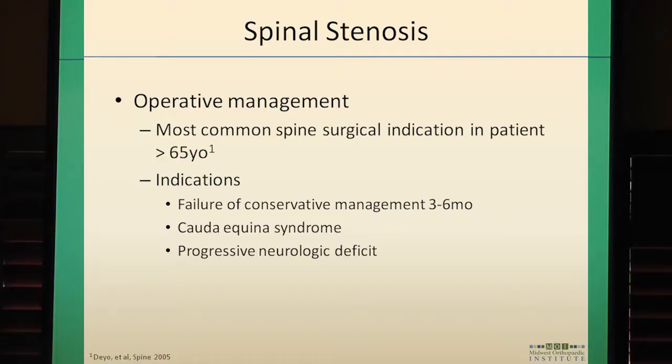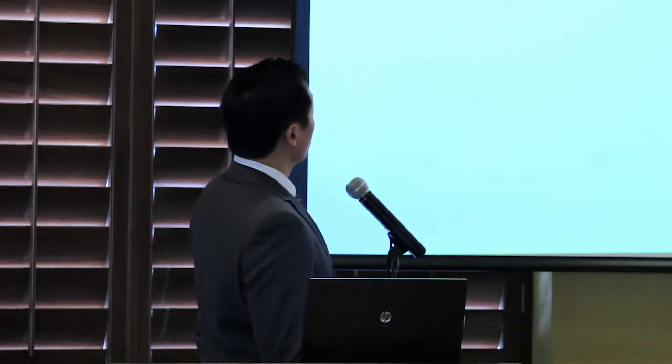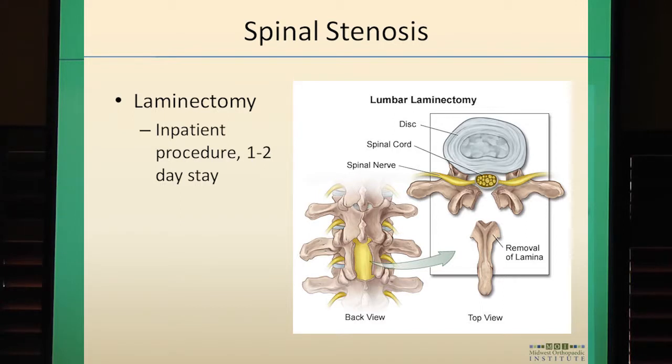Operative management. This is the most common spine surgery performed in the age group above 65. Same indications as disc herniations for those who fail conservative management, in the absence of cauda equina syndrome or progressive motor or progressive neurologic deficit. What's the procedure? It's a laminectomy in general, where you're going in from the back and removing the lamina to free up the canal.